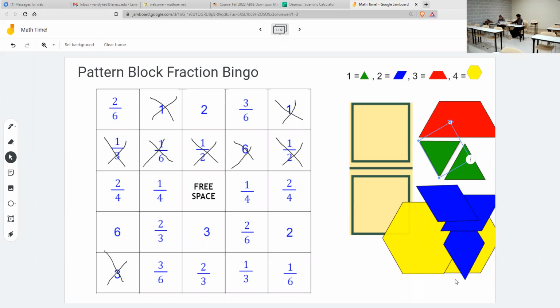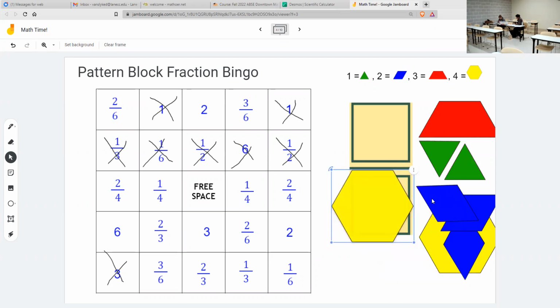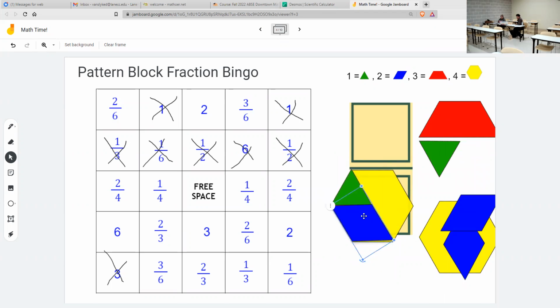So Jose wanted 3/6. So if that counts as 1, he had a blue saved up from before, and a green, so that's 3 of the 6. So he gets bingo too. I lost. Maybe you have bingo. Which pieces do you have to work with? You have that. You can get bingo for this one.